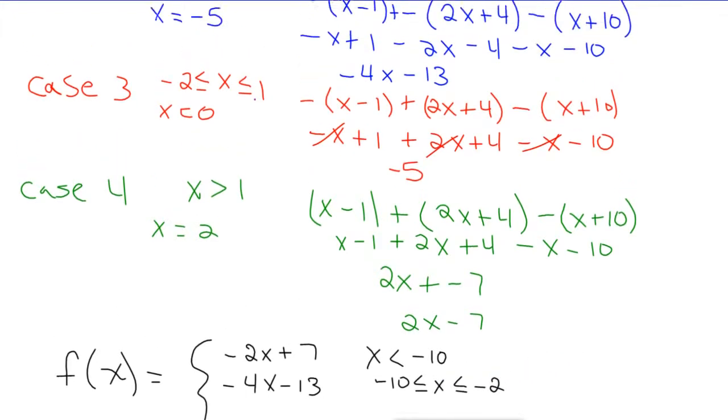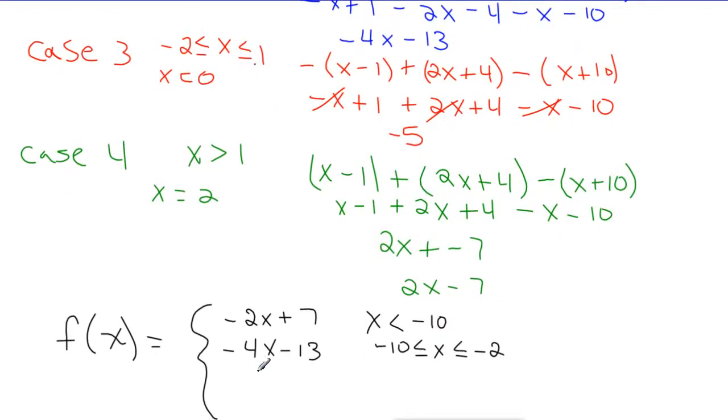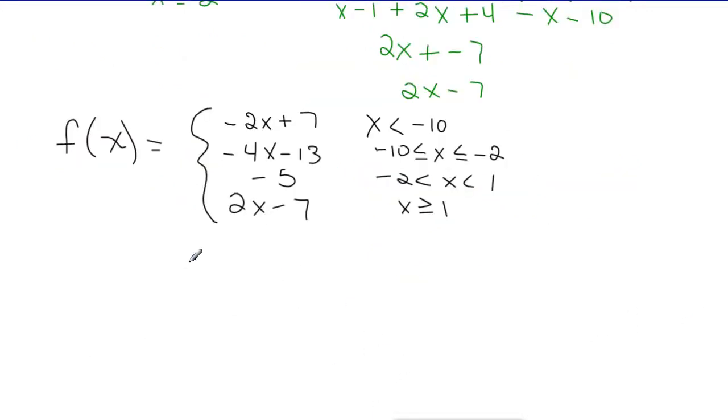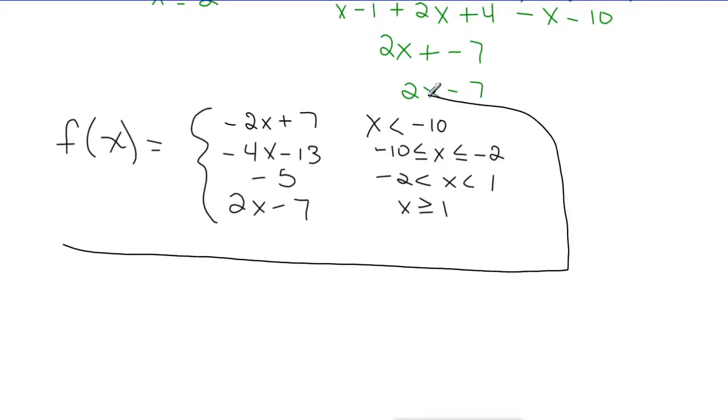And then if we look at case 3 here, we just simply got negative 5. So that would just be negative 5. And case 3 was when x was between negative 2 and 1. So negative 2 and 1. And then finally here we had case number 4. That was when x was greater than 1. So x is greater than 1. And we got 2x minus 7. So there is your piecewise function. Right at the end here is this full part. Alright, hope that helps.